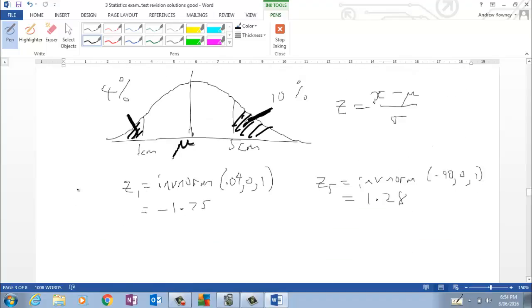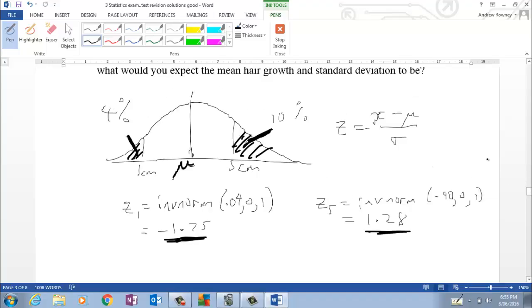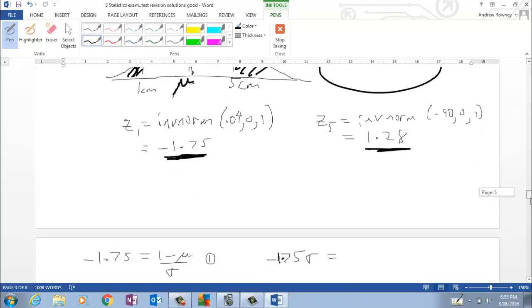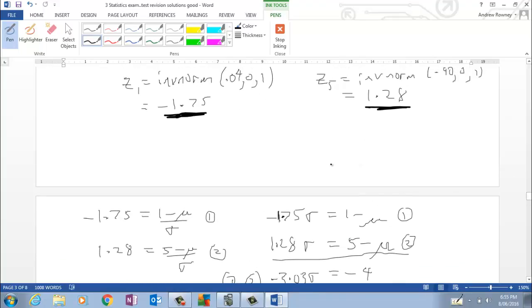So we do, first of all, inverse norm of 0.04, and you get that for the Z value. You do inverse norm with the 10% and you get 1.28, so they're the Z scores. And then you apply this Z formula to these two Z values to get simultaneous equations. So we have, using the Z1, that corresponds to the raw score of 1. So that's the Z score, that's the raw score.